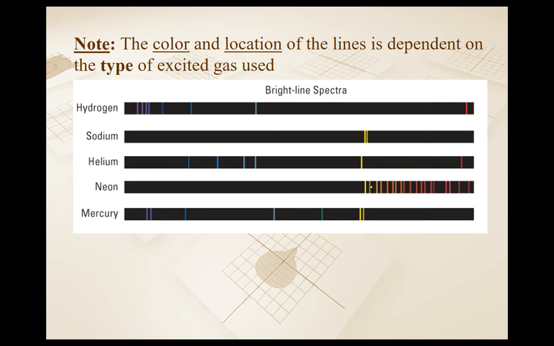I mean, neon has tons of them that are in the yellow, orange, red part of the visible light spectra. Mercury, we've got some violet, some blue, some green, some yellow, et cetera. So depending on the type of gas used, you're going to get a different number of bright lines and different colors. And again, this was something that physicists could not explain in the classical era. Why do different gases give you these different bright lines on a black background?